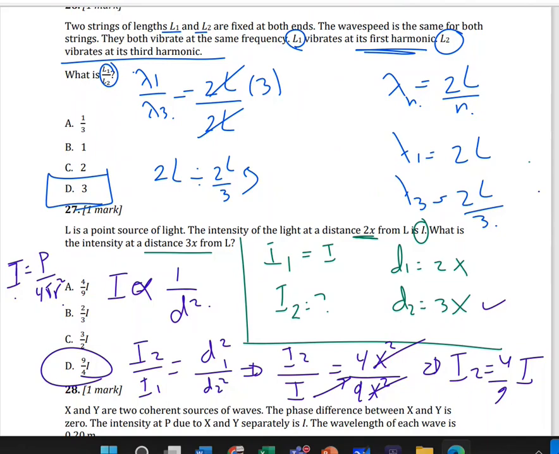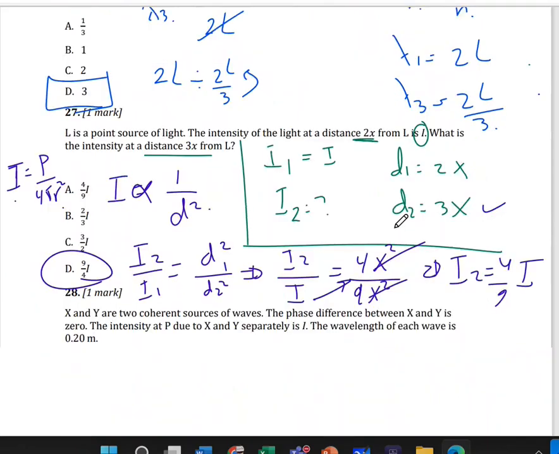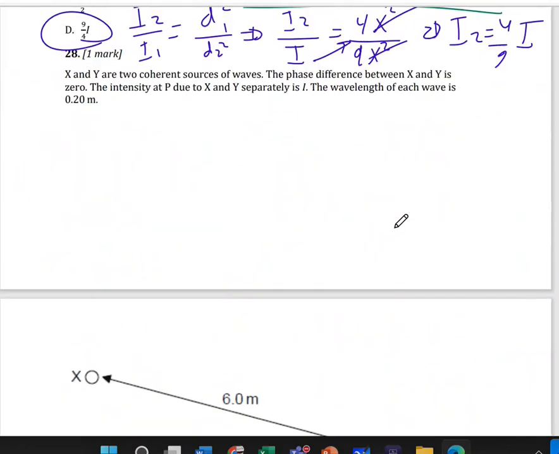Okay. Next question. 28. You have X and Y, two coherent sources of waves. The phase difference between them is 0. So the angle, cosine 0 is 1.